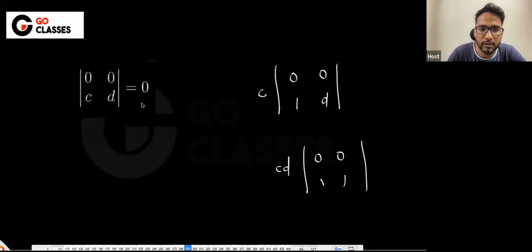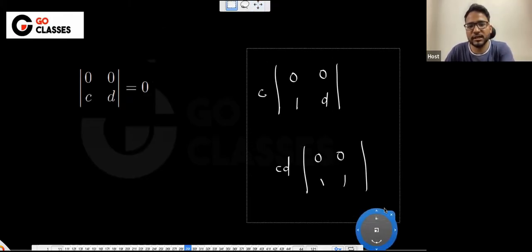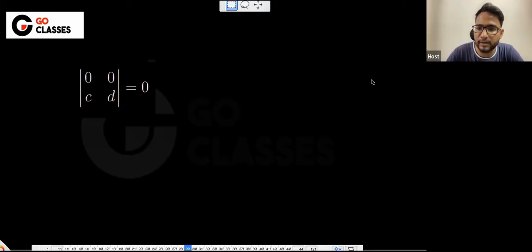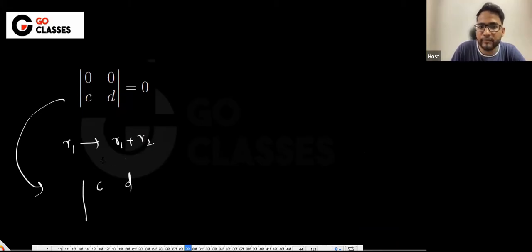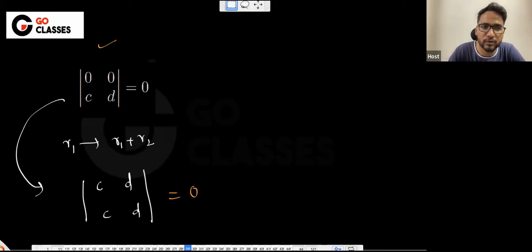Okay, so there could be multiple ideas. One of the ideas that Karthik has suggested is quite good and applicable. Karthik and Nikhil have suggested that we can replace R1 with R1 plus R2, right? So from here we will get C, D. We can do this using property 1, 2, 3 only. And then we know that if two rows are equal, the determinant is 0, which we have proved using property 1, 2, 3 only. So this is a perfectly fine proof. This is a good proof.